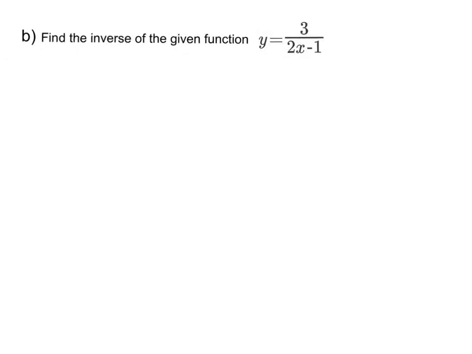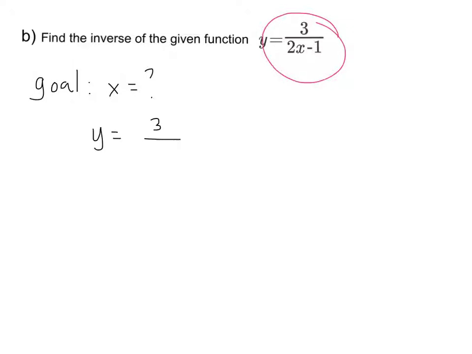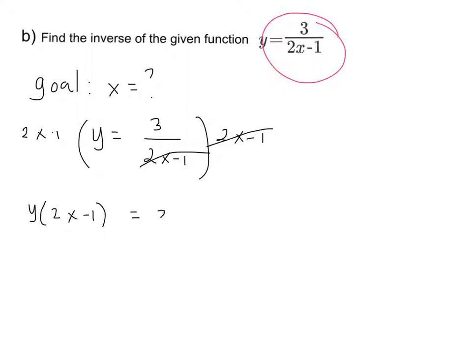Okay, so how do we find the inverse of the given function y equals 3 over 2x minus 1? Take note that the goal is to find the value of x in this equation. Whenever you have a fraction, I can multiply both sides by 2x minus 1. In that way, I can eliminate the 2x minus 1 on the right side, but the y will be multiplied to the 2x minus 1. The right side will just be a 3.